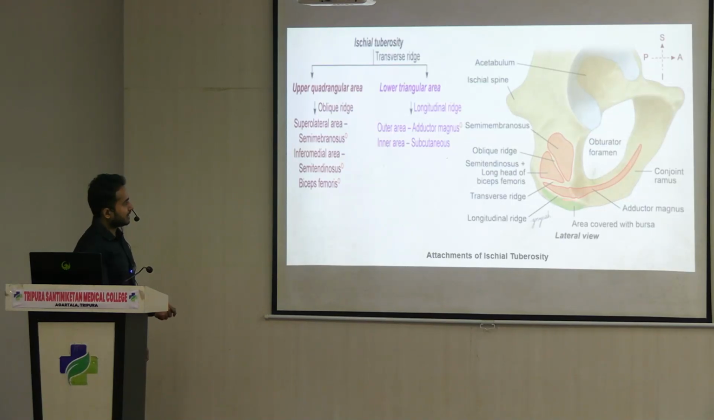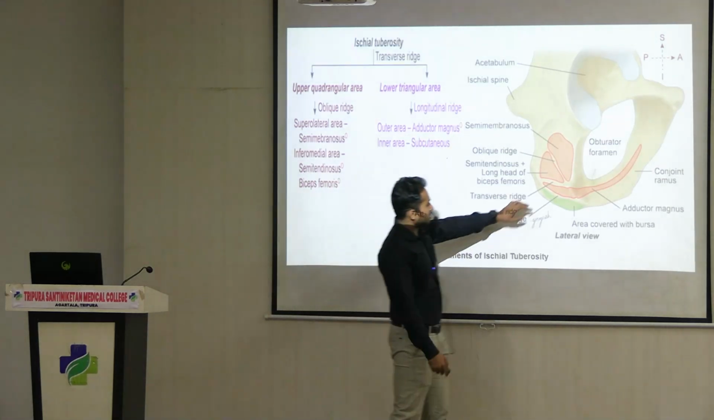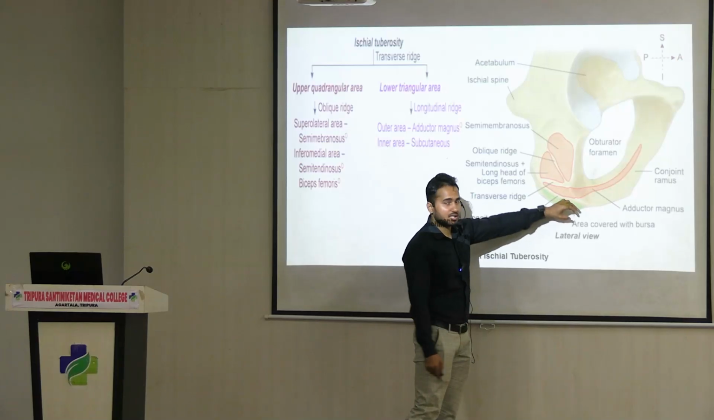This is the inner area and this is the outer area. From the outer area we are getting the adductor magnus muscle, and the inner area is subcutaneous. Though it is subcutaneous, that's why you are getting one bursa over here.